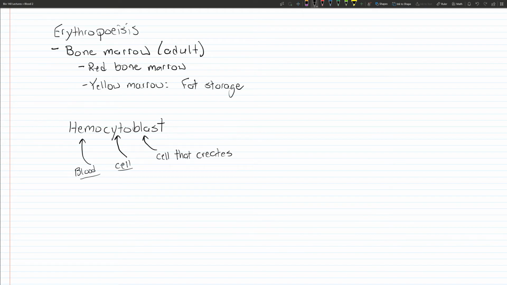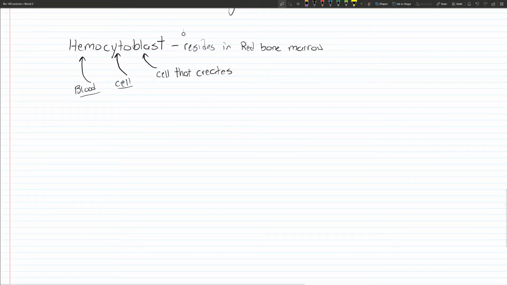So this hemocytoblast is resident in the red bone marrow. So it resides in red bone marrow. And this is a stem cell. So what this stem cell does, this is our hemocytoblast right here, it will sit there and it will just hang out. So I'll call this hemocytoblast. And it'll hang out.